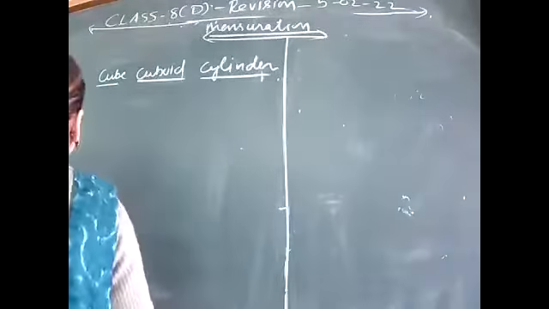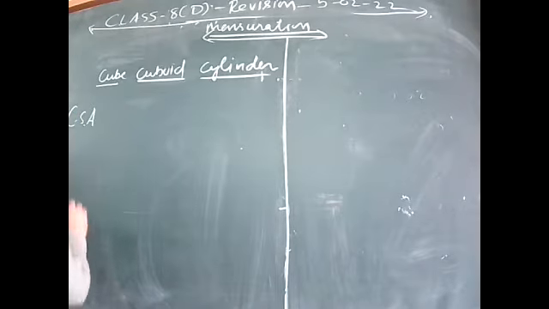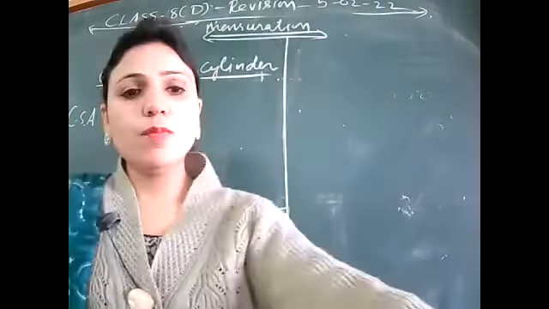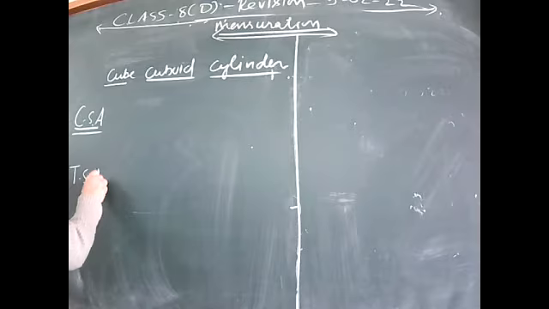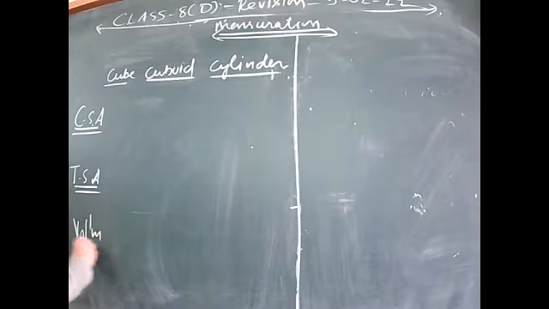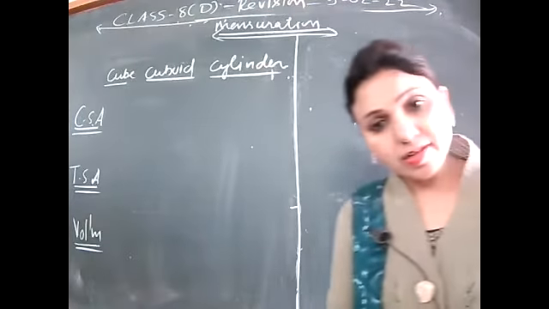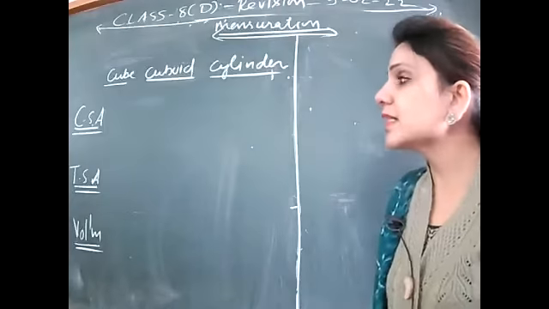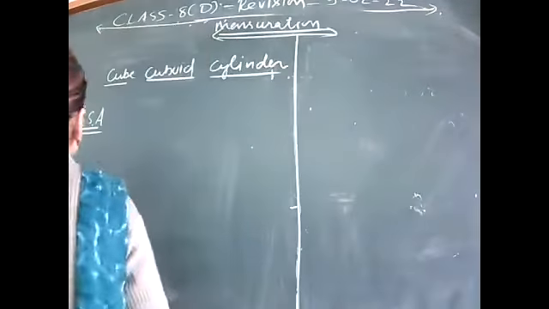So we did the formula for the curved surface area, then the total surface area, and then the volume. 3 kinds of formulas we have discussed in case of cube, cuboid and cylinder. So first of all, I'm discussing the formulas for cube. We are recalling actually. So cube has 6 faces.